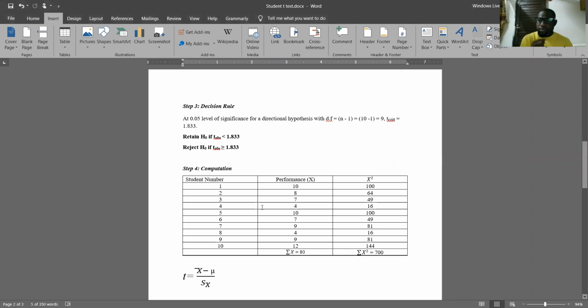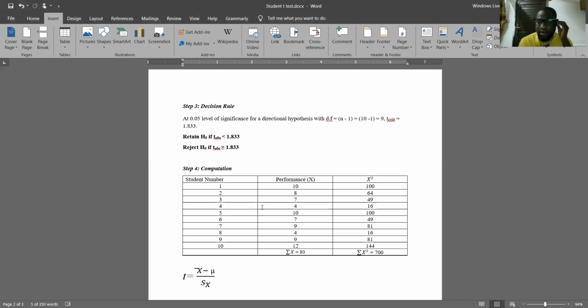So the decision rule. That's the third step. In a decision rule, you have to use three main criteria to get a critical value, and you are supposed to compare the critical value with your computed value.